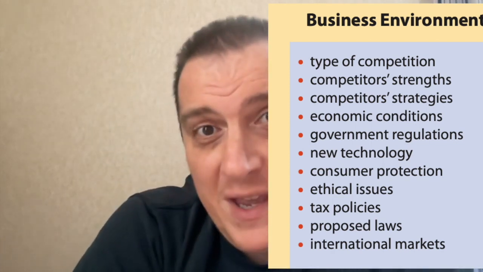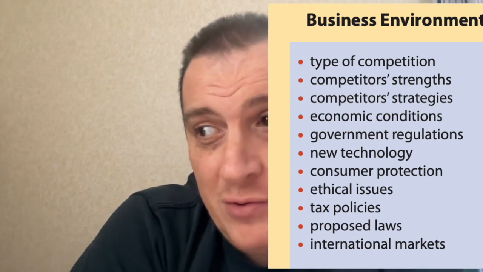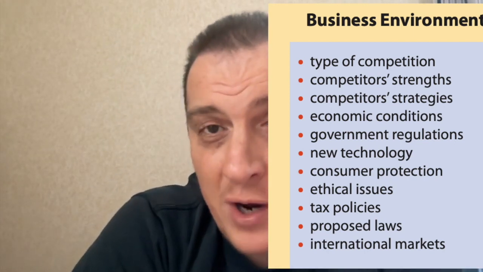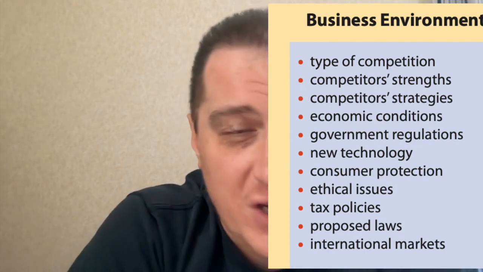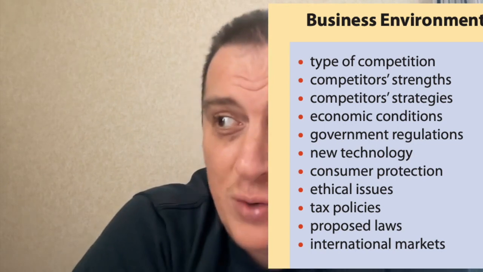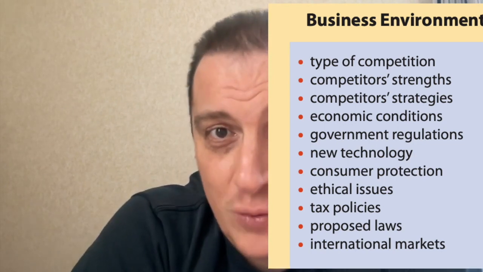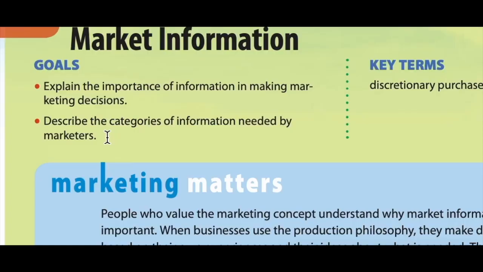Also, before you make any product, you want to consider the competitors. How strong are your competitors? How efficient are your competitors? Are you going to be able to break into that market? So when you write your answer to describe the categories of information needed by marketers, you might want to put my little summary at the end there.